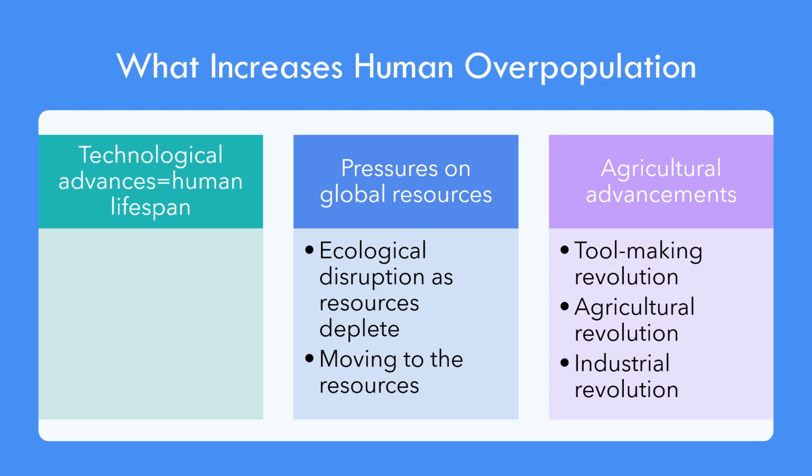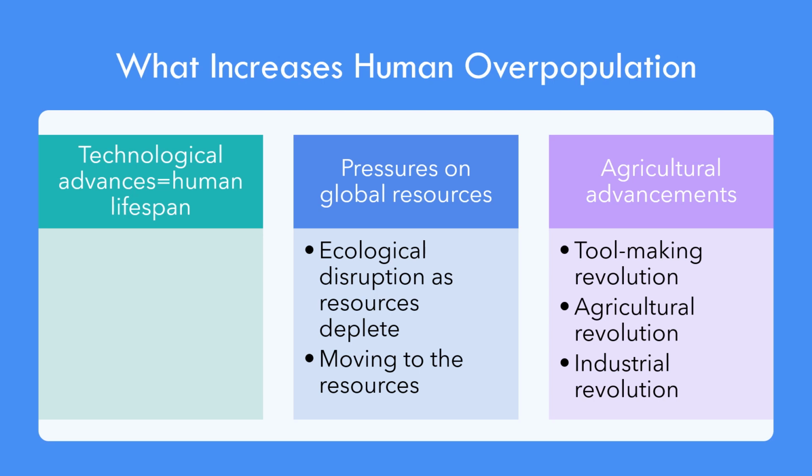And then moving to the resources. So again, if we have an area that's resources have been completely used up, we are going to, as any instinctual animal would, move to a location in which you can find the resources necessary to maintain life. And then also agricultural advancements, which really takes that strain off of the global resources, because with agricultural advancements such as tools and industry and things like that, we're able to grow crops to maintain our necessary food intake.